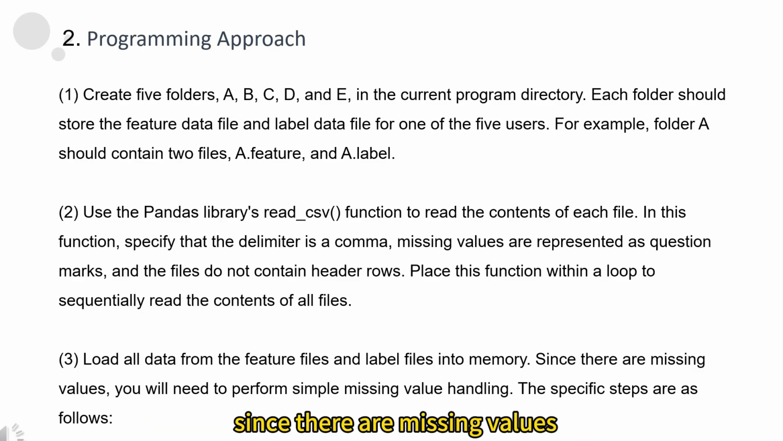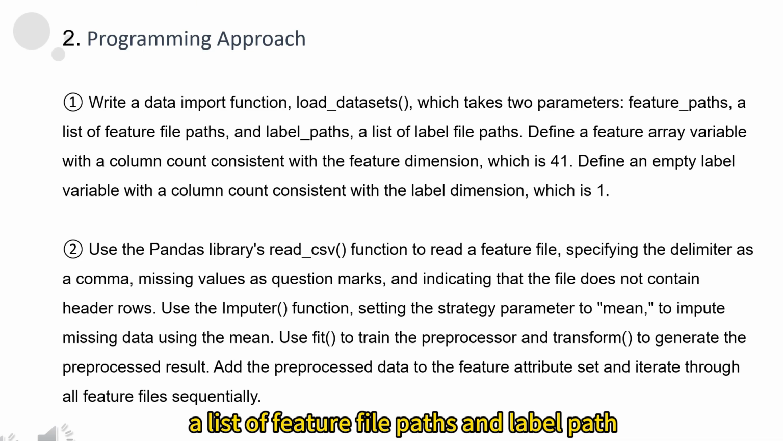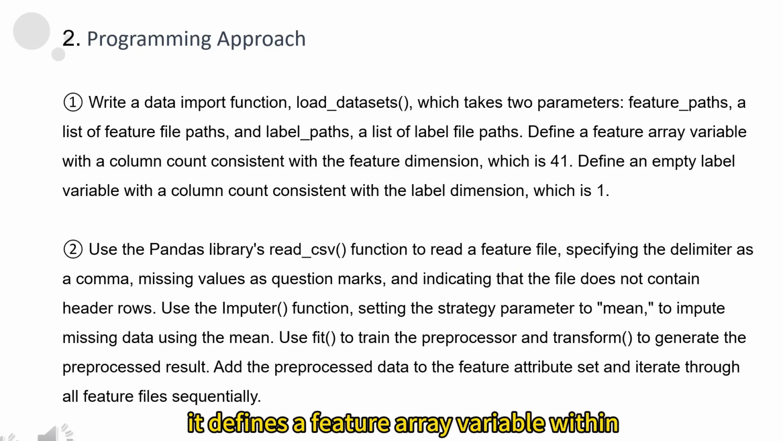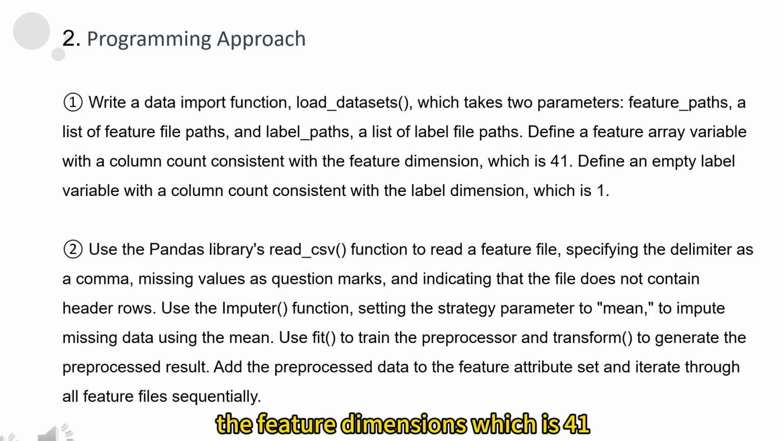Since there are missing values, you will need to perform simple missing value handling. Specific steps are as follows. First, we should write a data import function, which takes 2 parameters: feature paths, a list of feature file paths, and label paths, which is a list of label file paths. It defines a feature array variable with a column count consistent with the feature dimensions, which is 1.